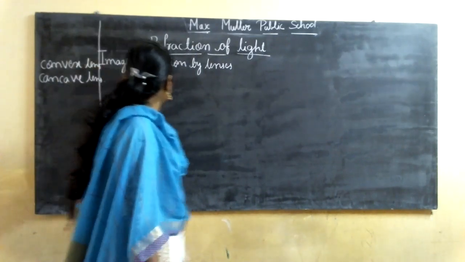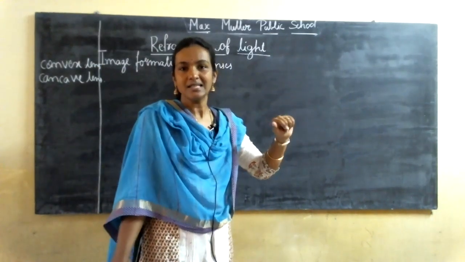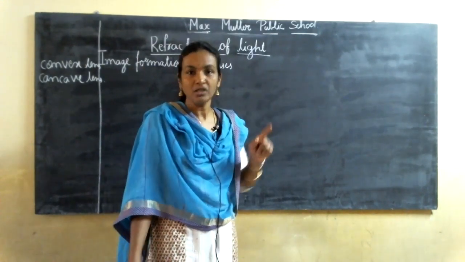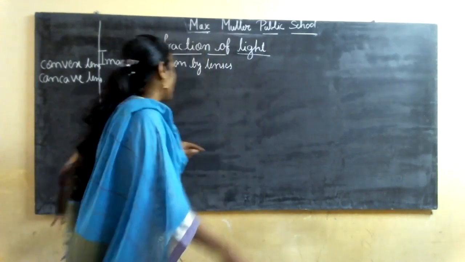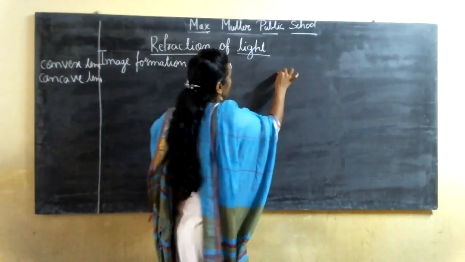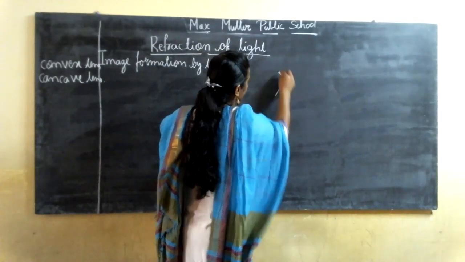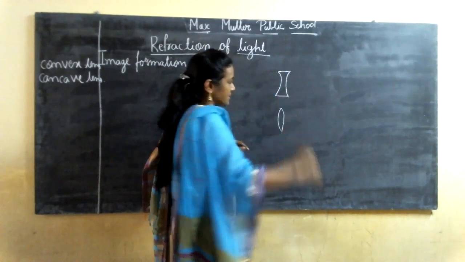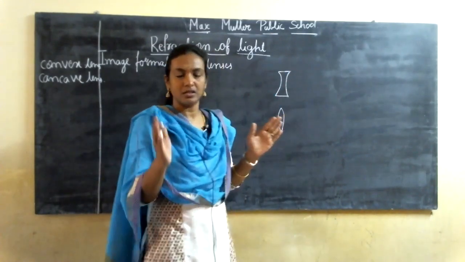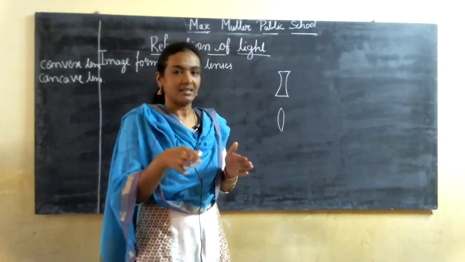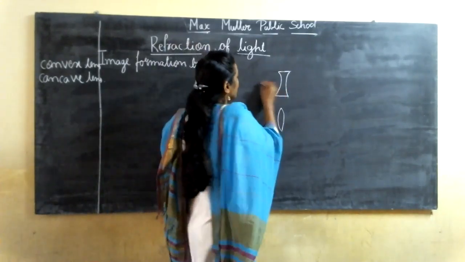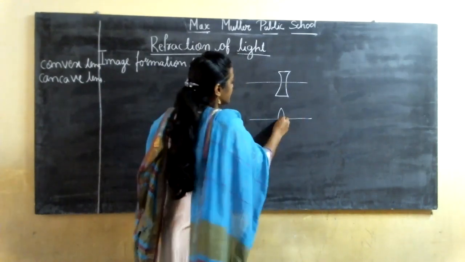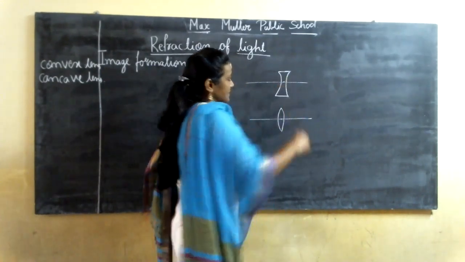Before that, the convex lens is a converging lens and the concave lens is a diverging lens. Keep that point in your mind whenever you are drawing the diagram. Clear? Whenever I use the words converging and diverging, what do they mean here? This is our concave lens and this is our convex lens. As much as possible, try to draw the lens diagram thin. This is the principal axis, and this is the optical center, as I told you in the last class also.